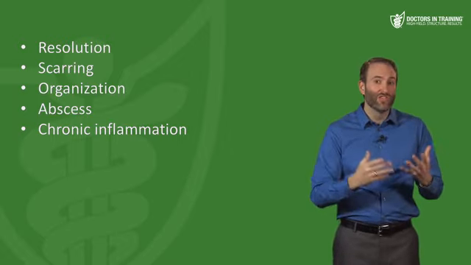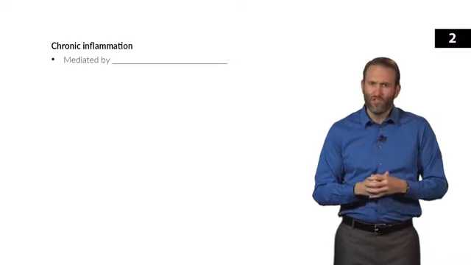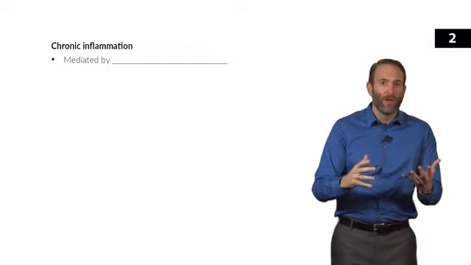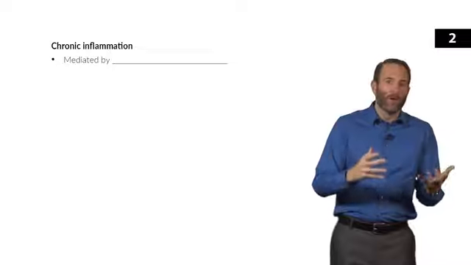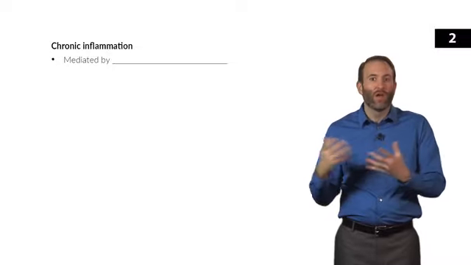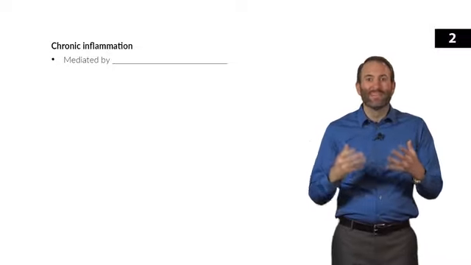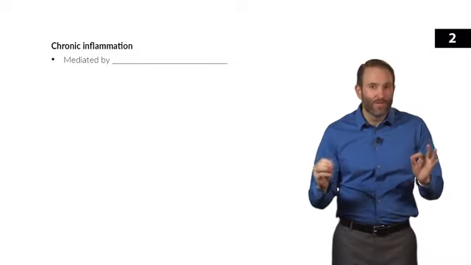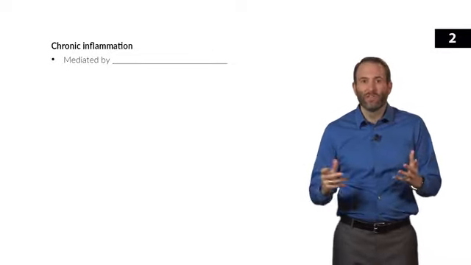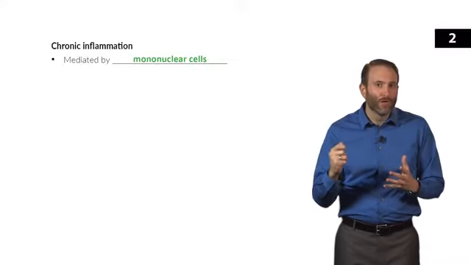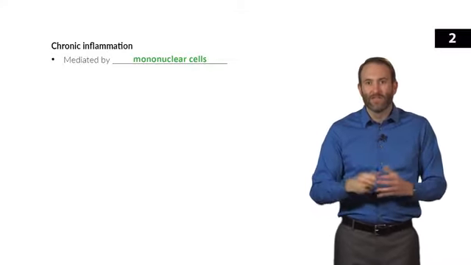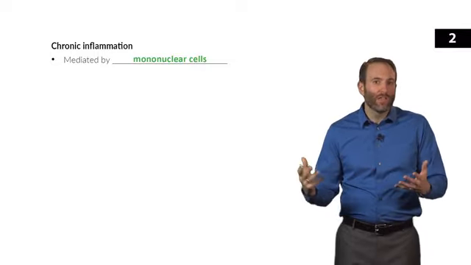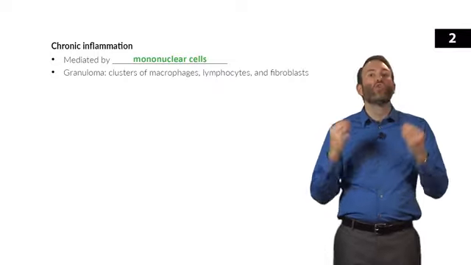So let's switch gears and talk about chronic inflammation. Chronic inflammation causes cycles of tissue destruction and repair, and more destruction and then more repair. Acute inflammation and chronic inflammation are really mediated by different cell types. Acute inflammation is mediated primarily by neutrophils, and chronic inflammation is mediated more by mononuclear cells like macrophages and lymphocytes. And those macrophages are the reason why with chronic inflammation you can have formation of granulomas.